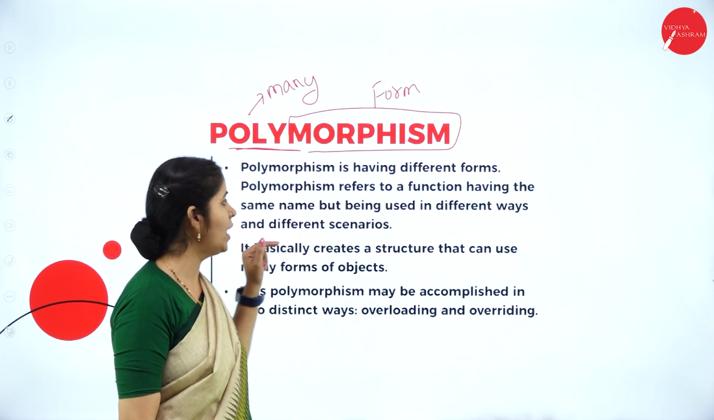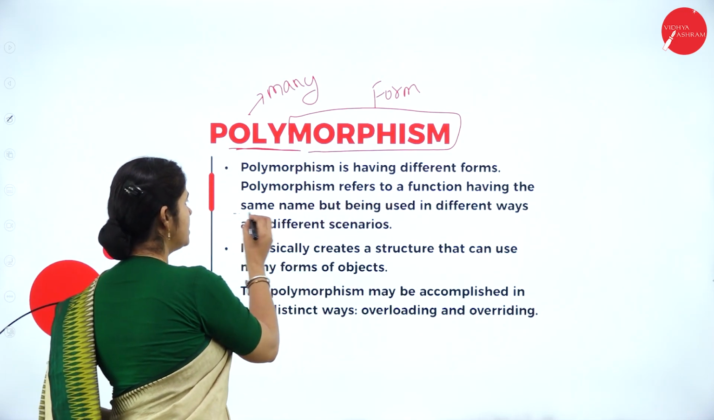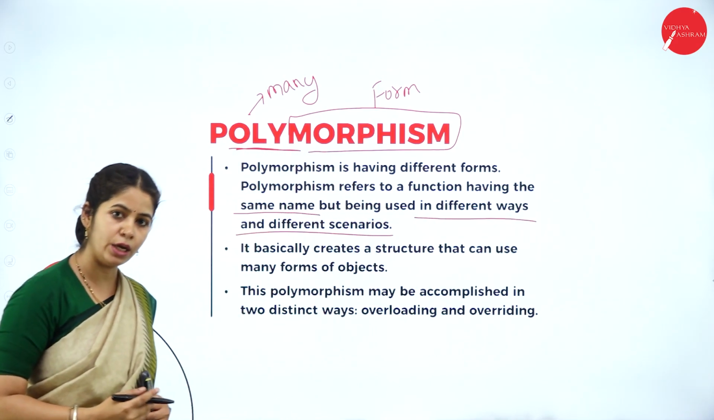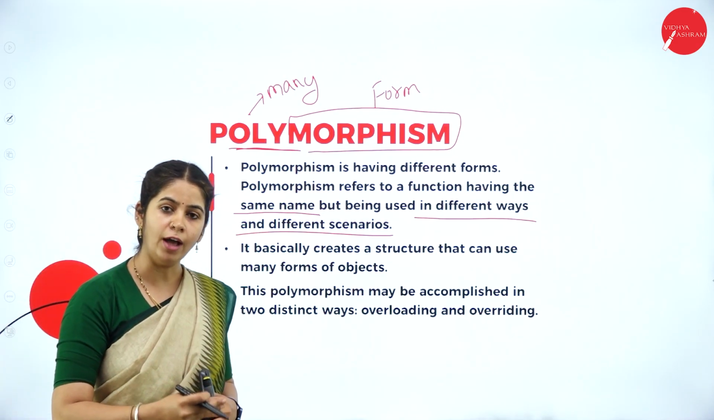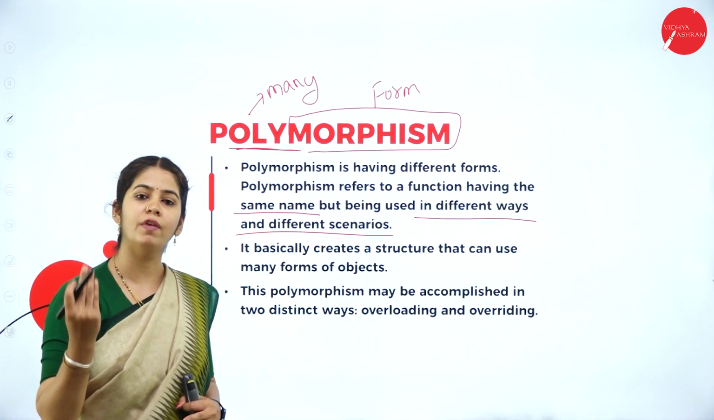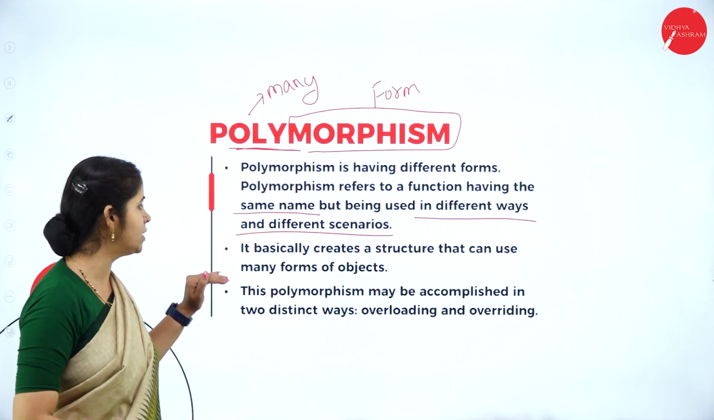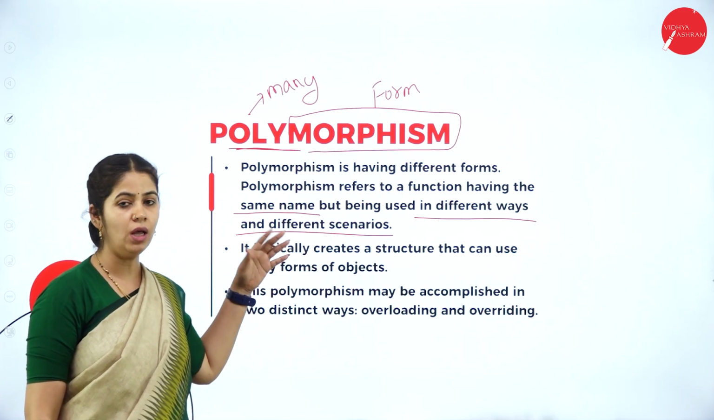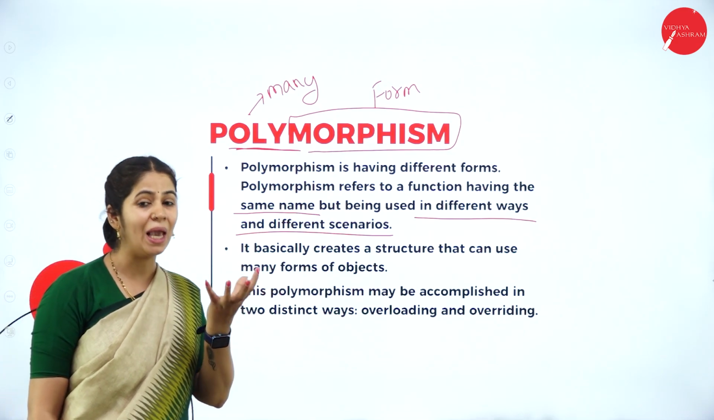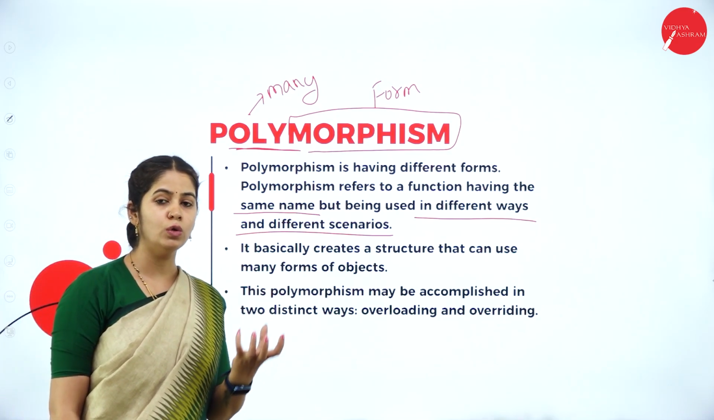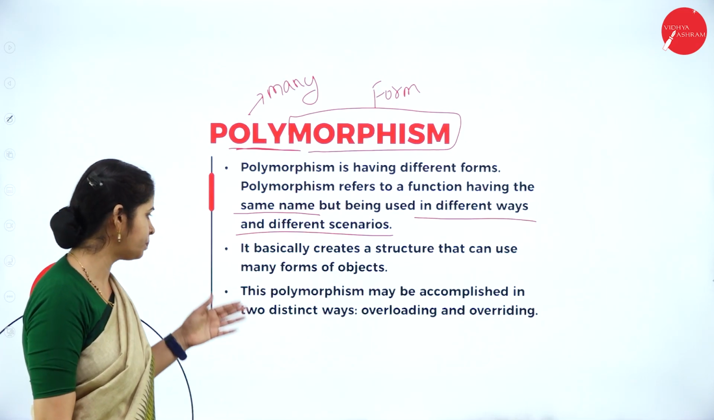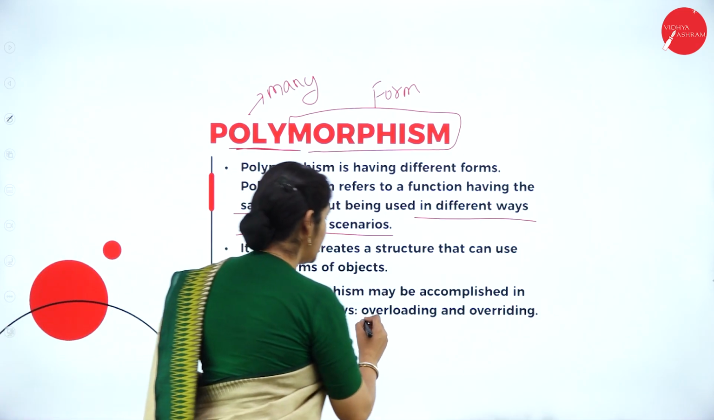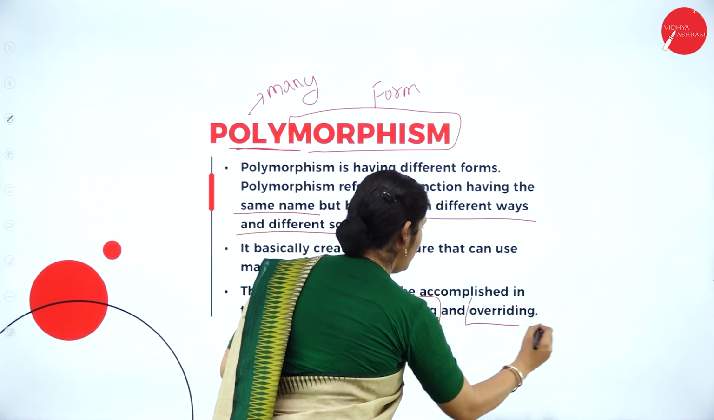Polymorphism refers to the function having the same name but being used in a different way and in a different scenario. We are using the same function in different ways in different scenarios. That is called polymorphism. It basically creates a structure that can use many forms of the object. It gives one base structure that can be used in different forms. Polymorphism may be accomplished in two ways. What are the two ways? One is by overloading and one is by overriding.